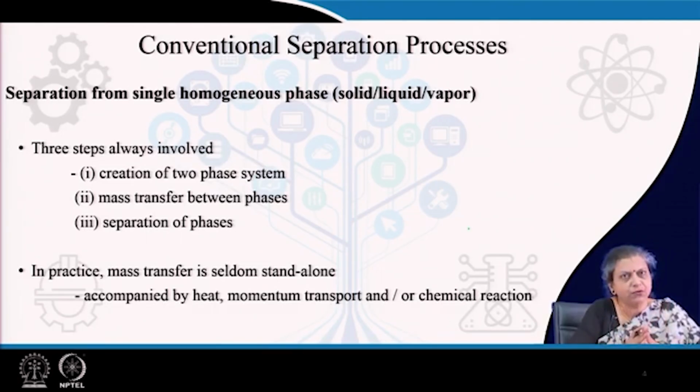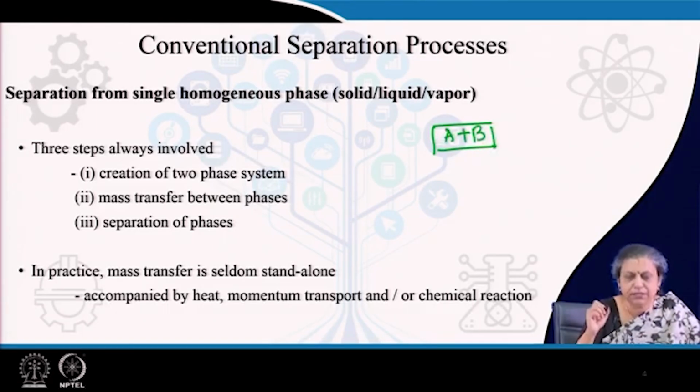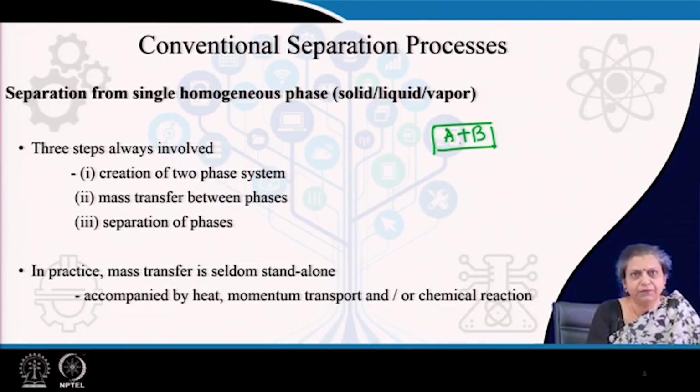Now, suppose we have a homogeneous system, one particular mixture which comprises, say, a binary mixture, for example, of components A and B. It is homogeneous. Now I would like to separate B from A: either I would like to purify A, or I would like to recover B from the mixture of A and B. So, what do I do in order to achieve this?